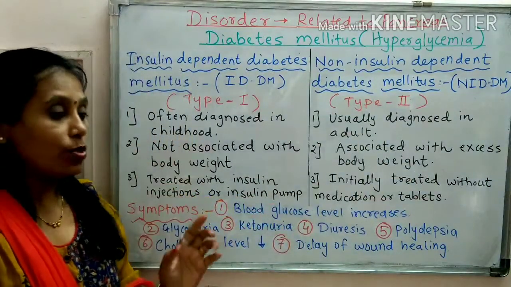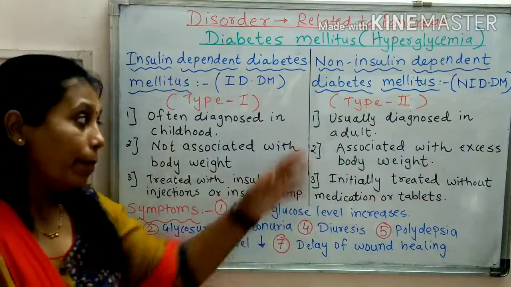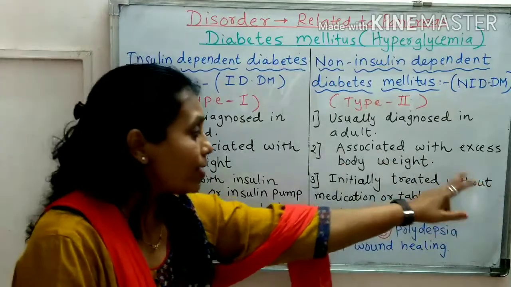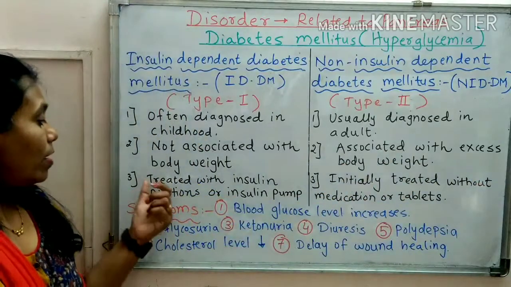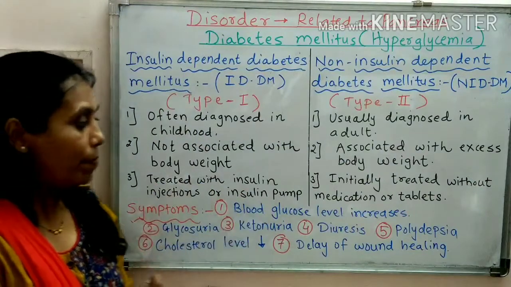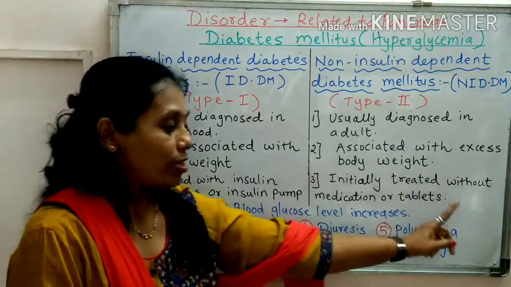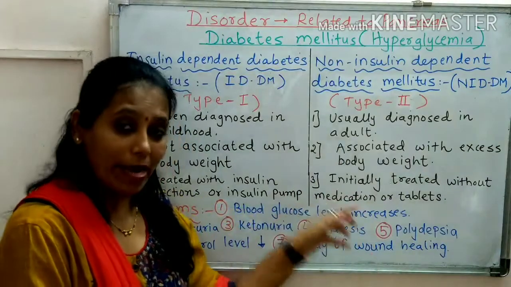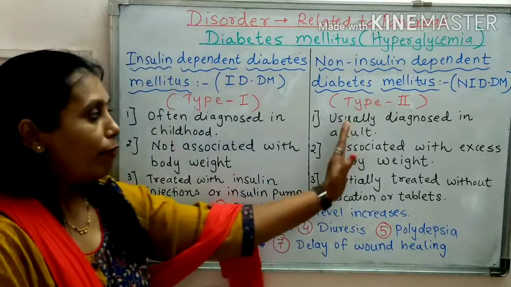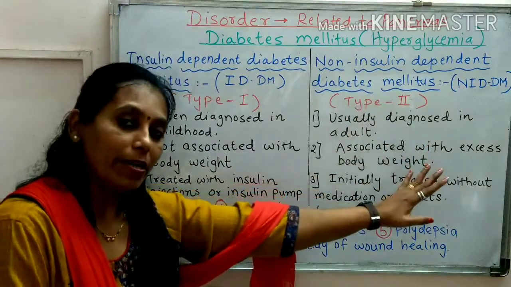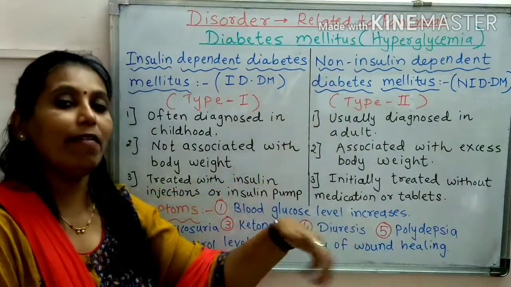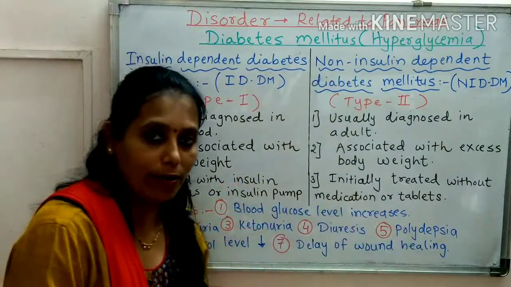Type 1 is not associated with body weight, but type 2 diabetes is definitely associated with excess body weight. Type 1 can be treated with insulin injections or a pump, but type 2 is initially treated without medication and tablets. Overall, for type 2 diabetes, the doctors suggest taking a healthy diet and exercising regularly.